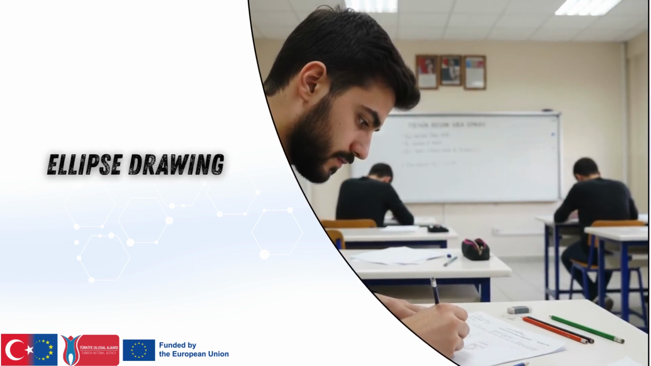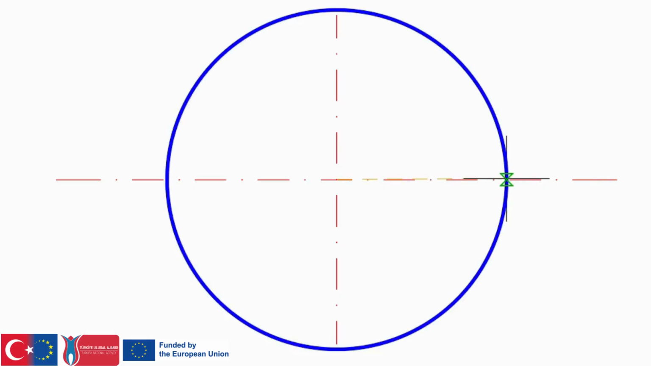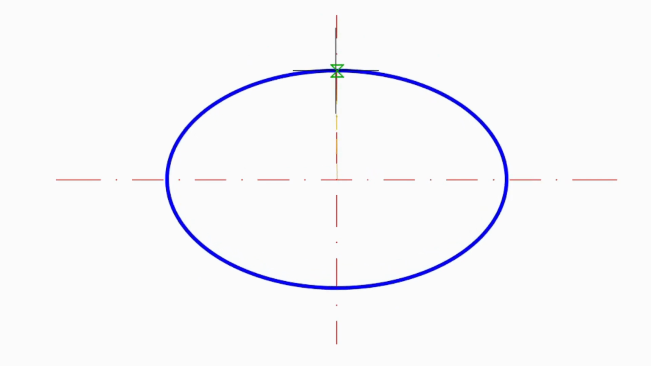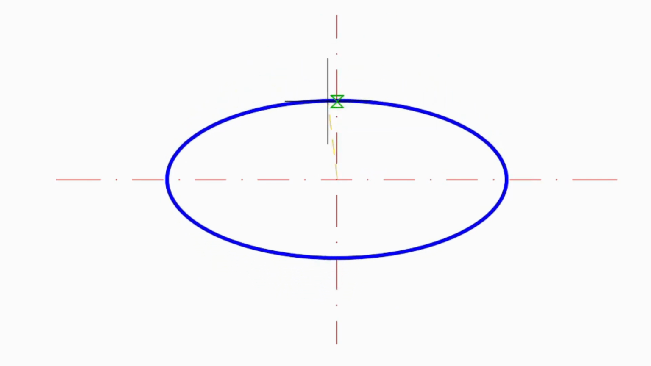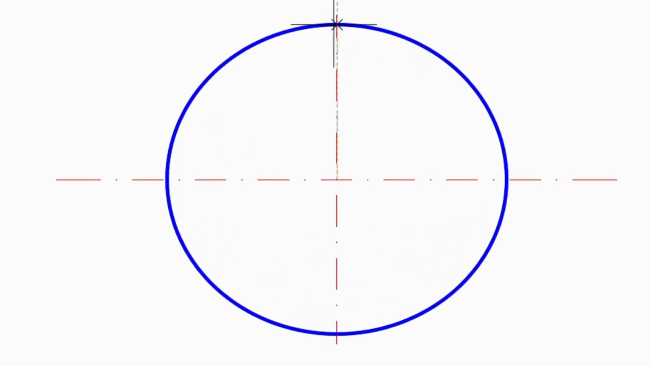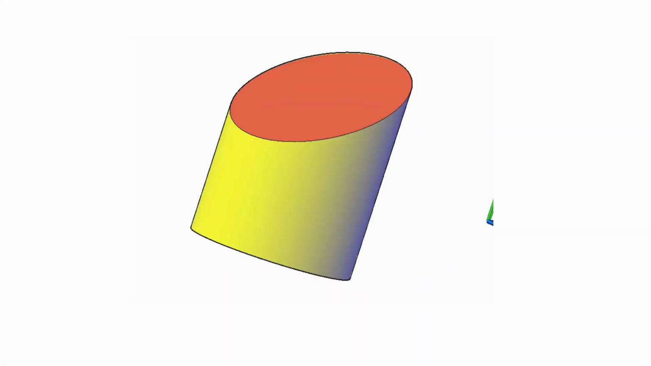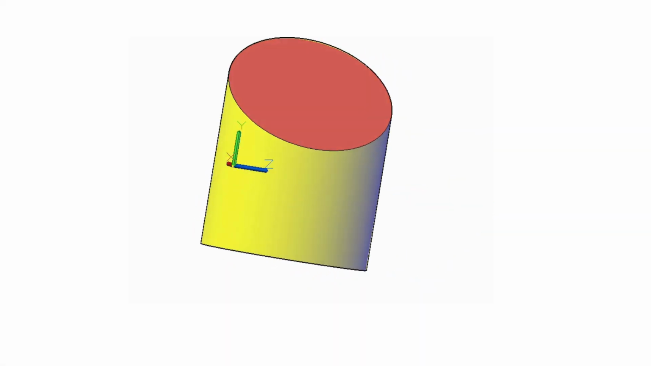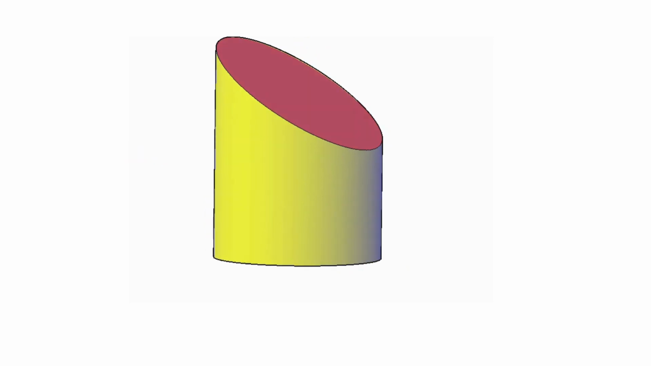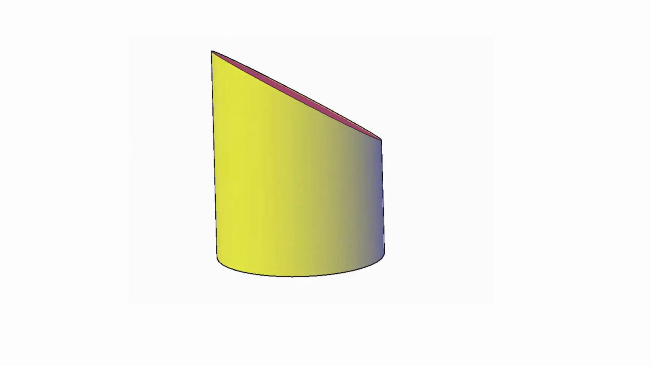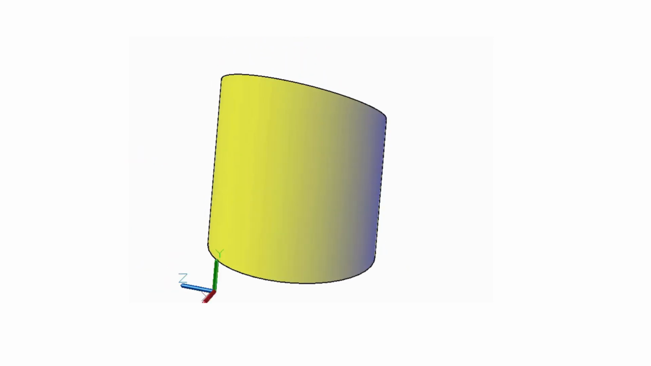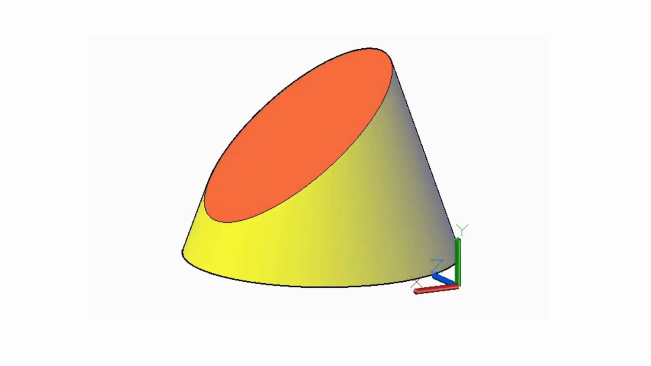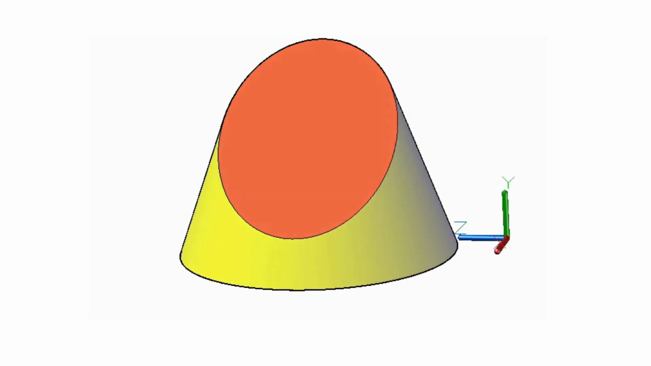Ellipse drawing in technical drawing. An ellipse is a geometric shape formed by the section or projection of a circular surface on an inclined plane. When a cylinder is cut by a plane perpendicular to its axis, the section obtained is a circle. However, when the cutting plane is inclined to the axis, the section becomes an ellipse. Similarly, when a cone is cut by an inclined plane, an ellipse is formed.